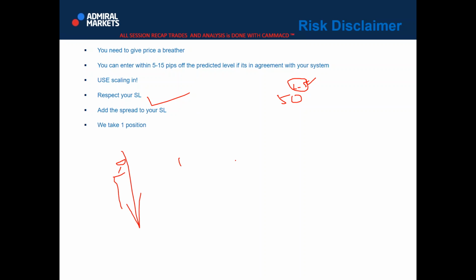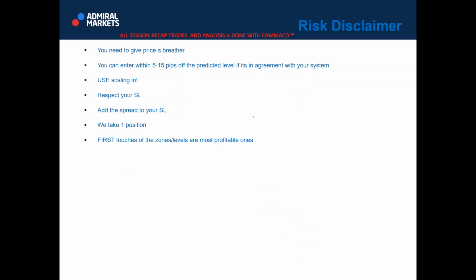We take only one position here, whichever hits first. Now, this is the primary rule. First touches of the zones and levels are the most profitable ones. Okay? Always, always use that rule. First touch of the zone and first touch of the level.